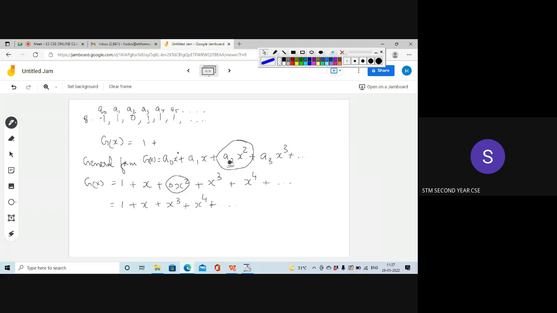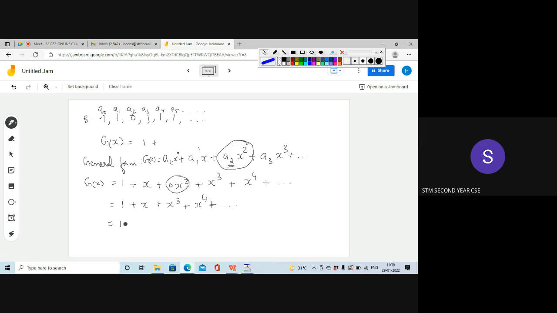The general form of the generating function is that this particular term should be there. So this is not a generating function, this is not the general form. To convert it into the general form, I have to add this term, isn't it? I have to add x raised to 2 here. So I'm just converting it to general form.